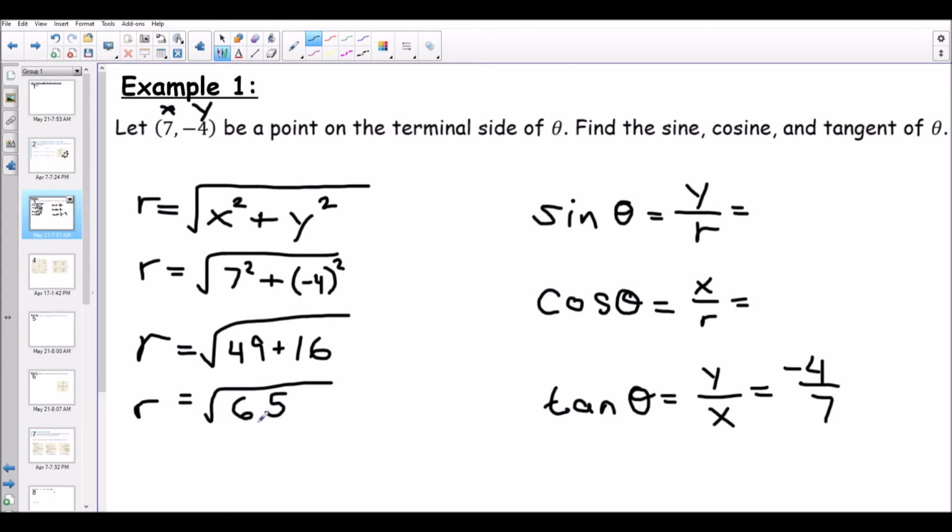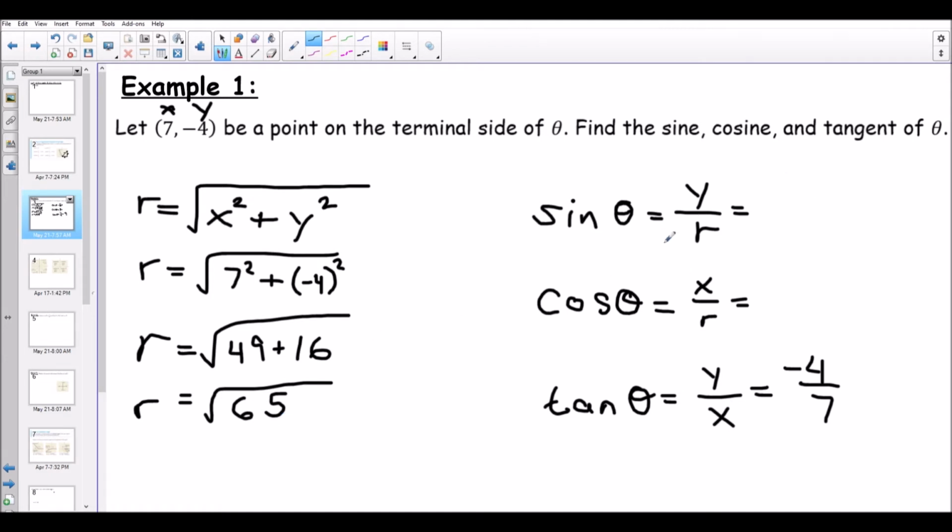If you could simplify this radical, we would do that. But 65, right now, only has factors of 1 and 65, and then it's divisible by 5. I believe 65 divided by 5 is 13. So 13 is prime, 5 is prime. They don't have any perfect square factors. This is as simple as that radical is going to get.